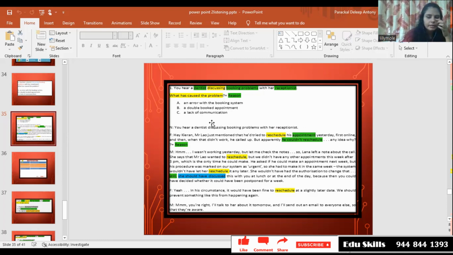Why? How did we understand the lack of communication? From this phrase: "Still, she should have discussed." If she had discussed this, there would be no problem. But she did not discuss. That's why there was a problem.